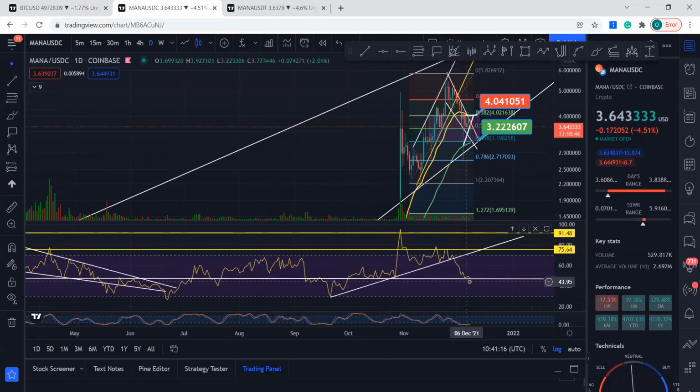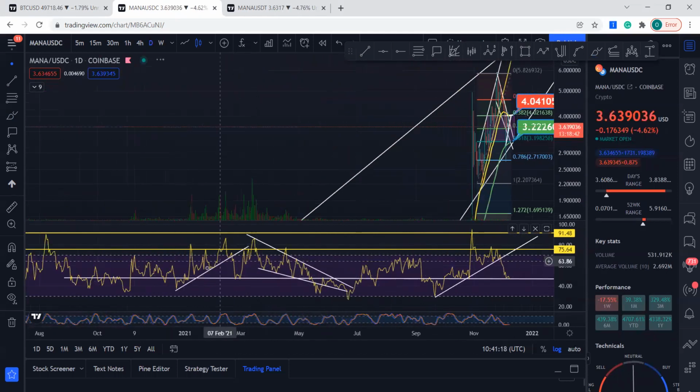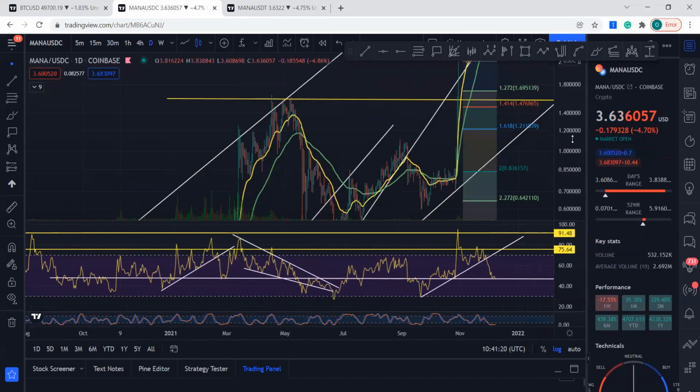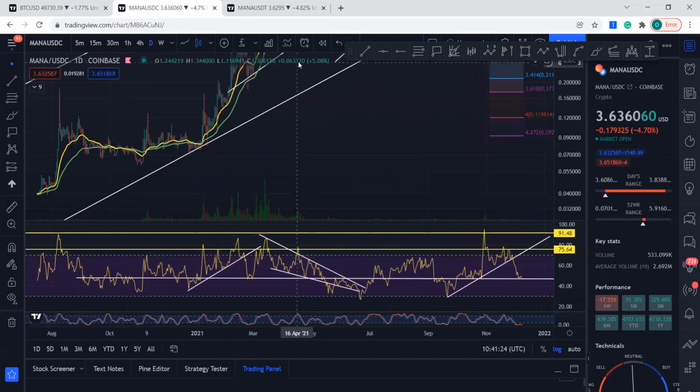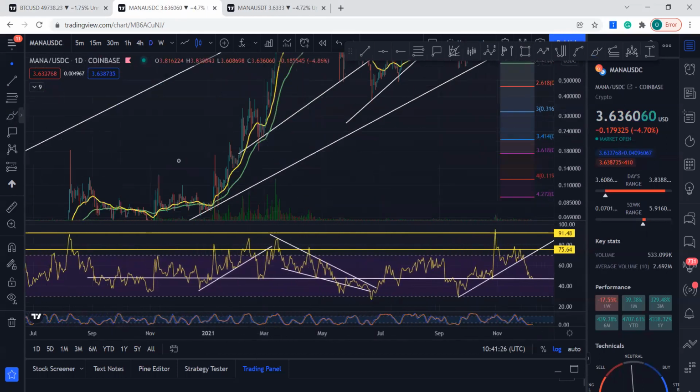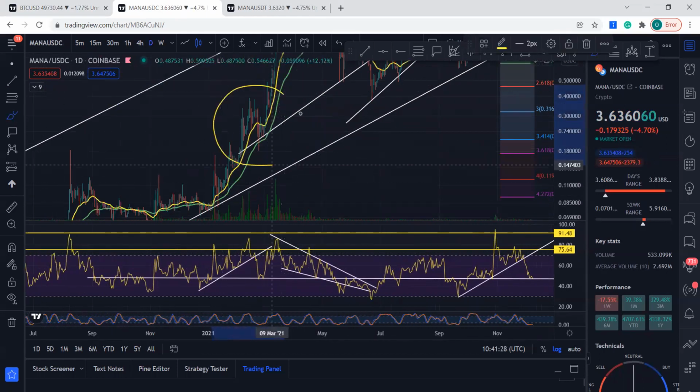Okay. Now we have had this in the previous run as well, where Mana was doing something very similar right over here. I'll just point it out. I pointed this out in my previous video. I'll just do it really quick. And then it found support here, and then we had a pickup.